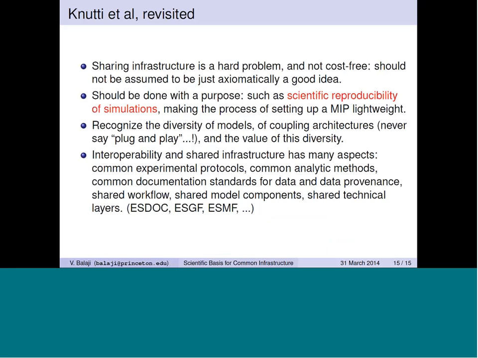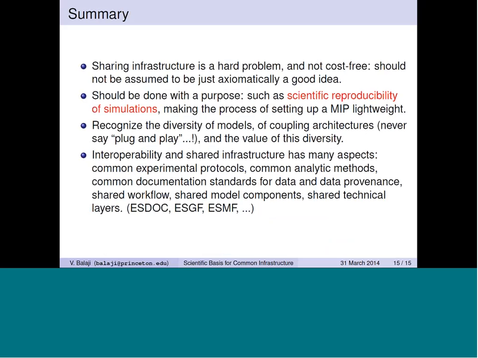I just want to point out, I don't know if these are actually conclusions, but sharing infrastructure is actually a hard problem, so don't just assume it's a very good idea. And you must do it with a specific purpose in mind. I think the scientific reproducibility of simulations is a good thing. You should be able to understand why two simulations are different from each other. And there are a lot of things that are needed if you want to achieve that.